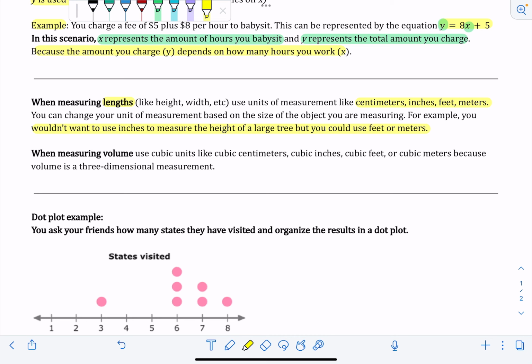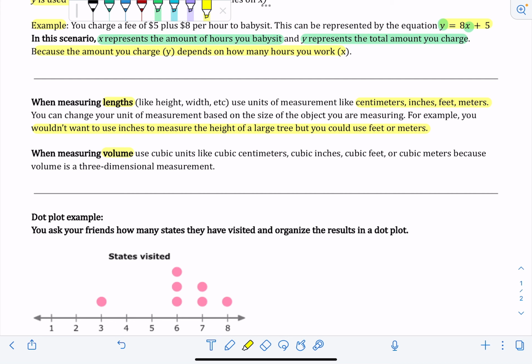Okay, the next section is for when we're measuring volume. Volume is how much something holds, or how much space it takes up. For example, if you have a cup filled with water, the volume of the cup is how much water it's holding. Or if you have a book and we were measuring the dimensions, volume would be length times width times height. So because of that, it's a three-dimensional measurement.